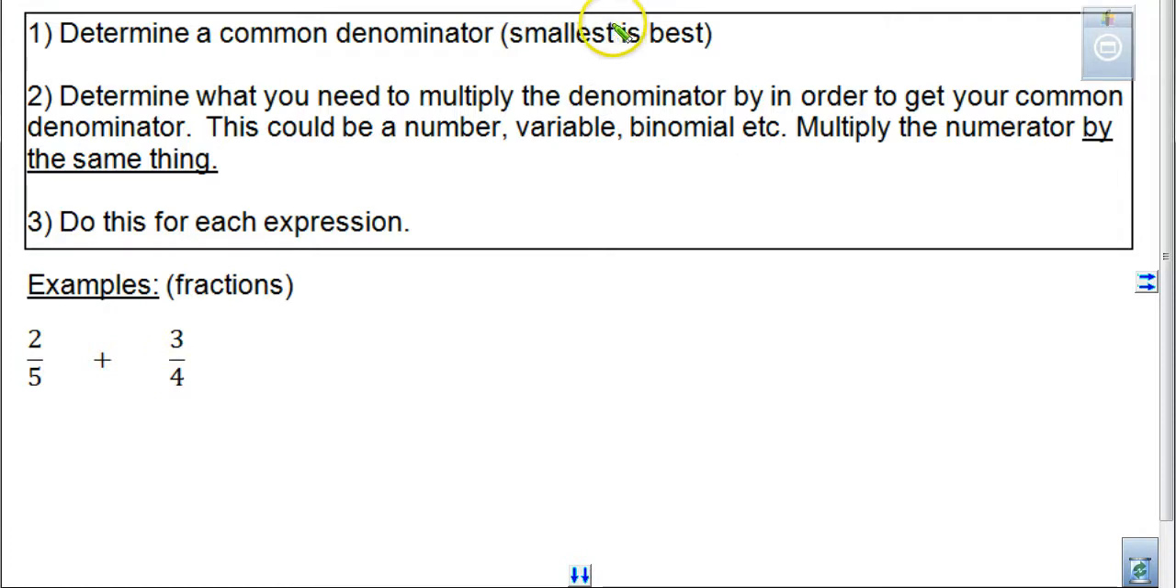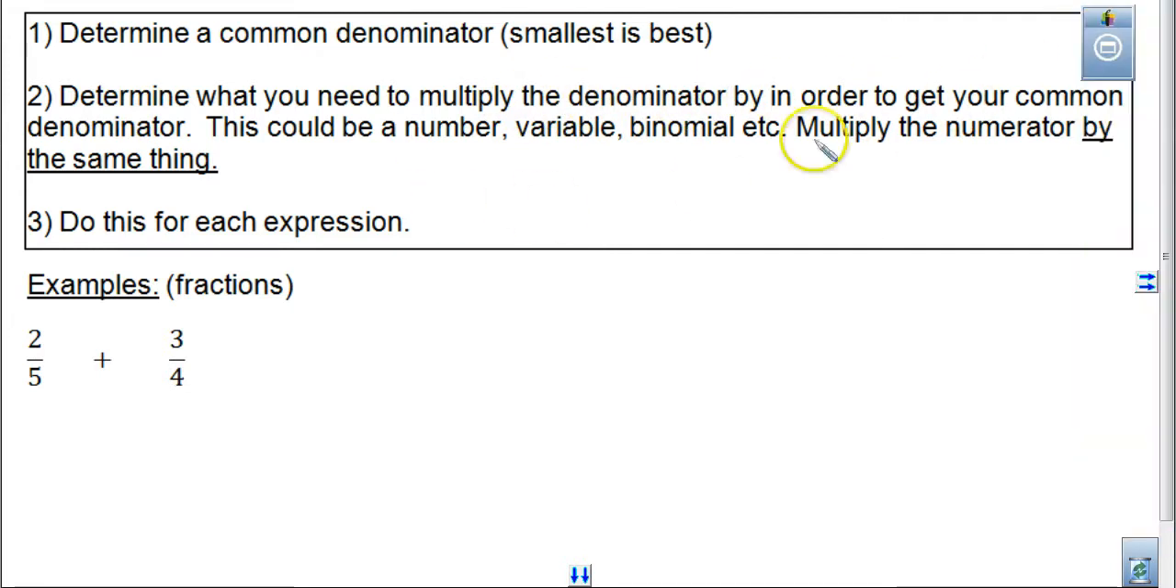Now, the smaller the denominator, the better. If we do choose a larger denominator, that's okay. It will still work, but we'll have to reduce our final answer. So it's just better to have the smallest one if possible. So what we need to do after we determine that common denominator is to figure out what we need to multiply the denominator by in order to get your common denominator.